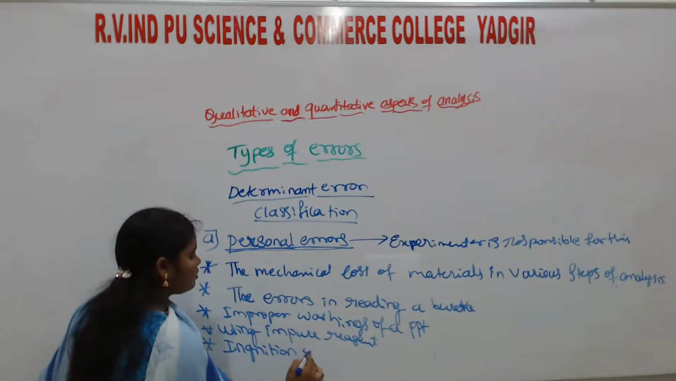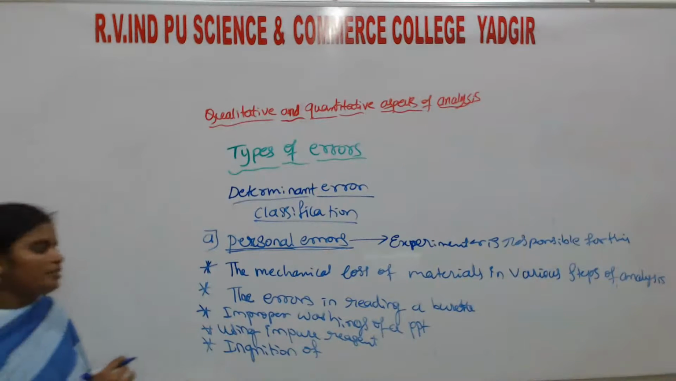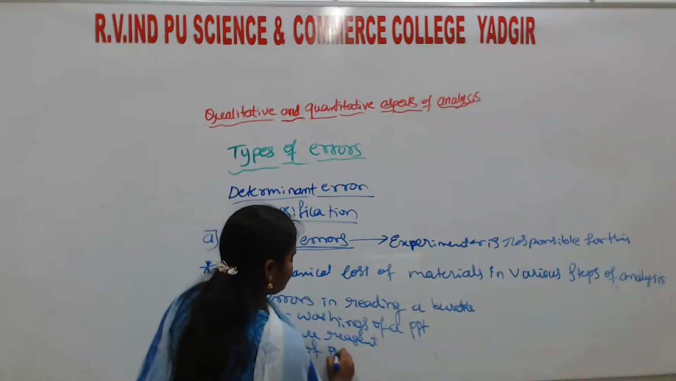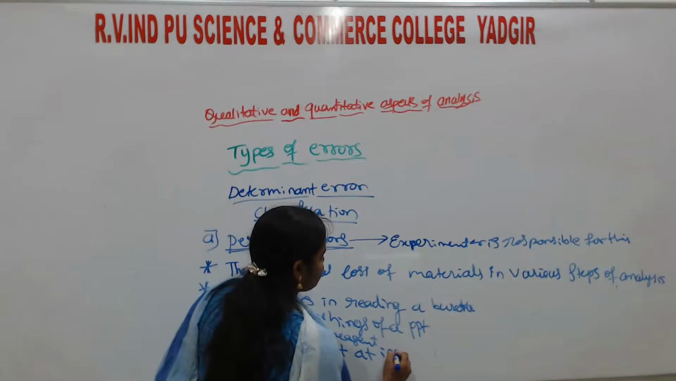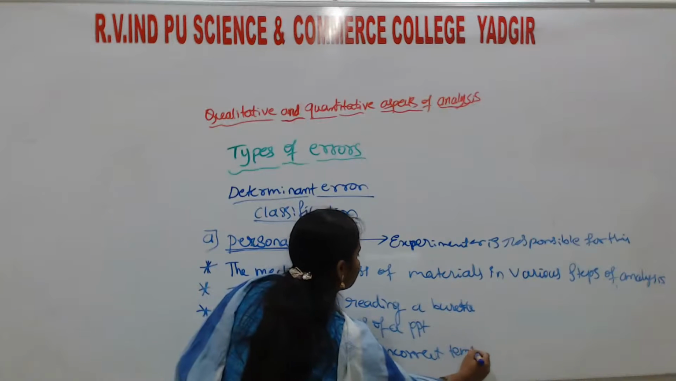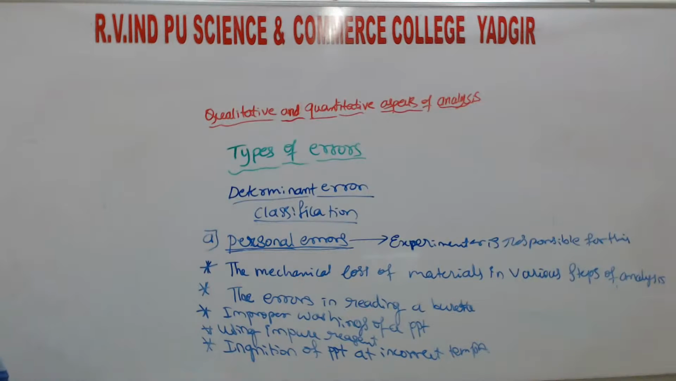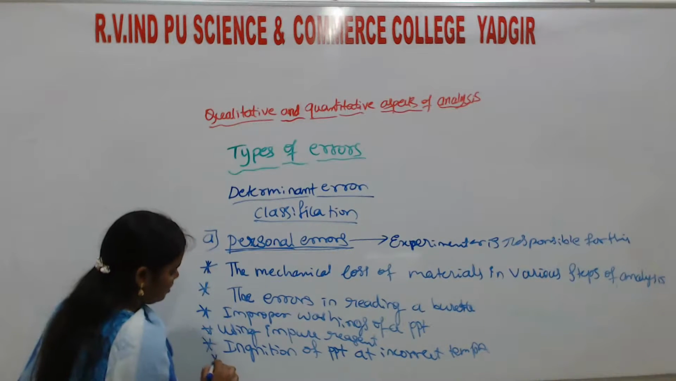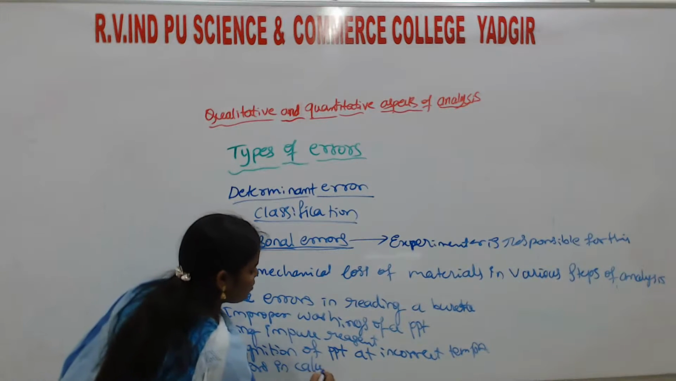Ignition of the material or precipitate (PPT) at incorrect temperature. And another, sixth one, is errors in calculation.